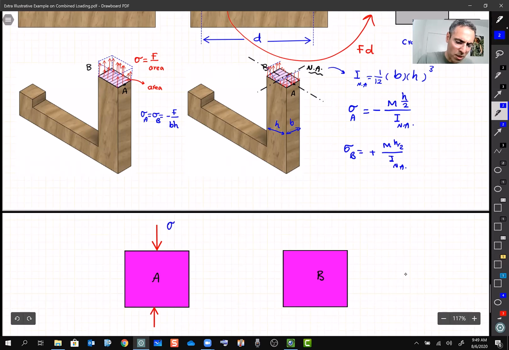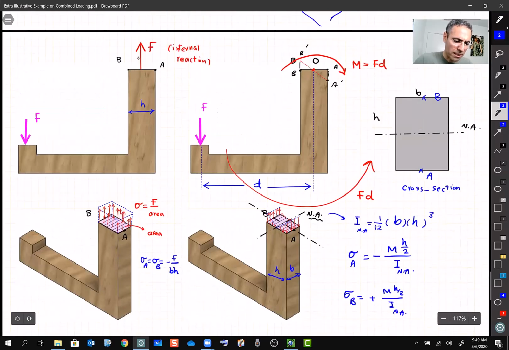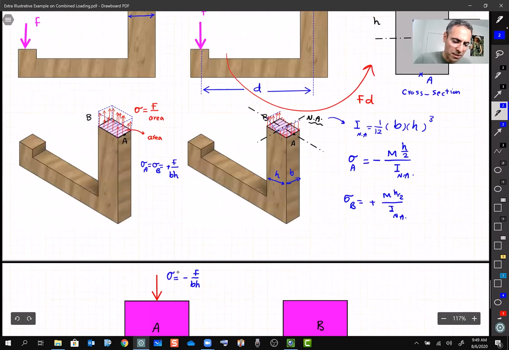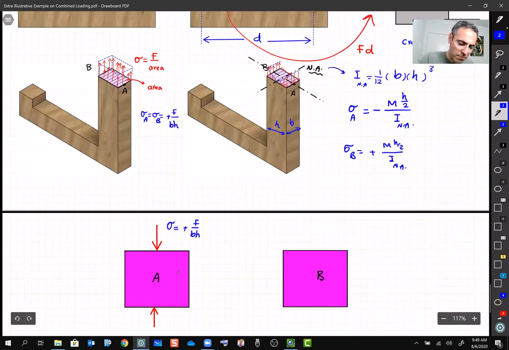So then sigma is going to be minus F over BH. See what I'm seeing over here. I'm just writing down what I'm seeing over here. Oh, we made a mistake here, guys, right? Here it was positive. Nobody told me it was positive. See, this F is tension, so this one is positive, F divided by BH. So that's that one.